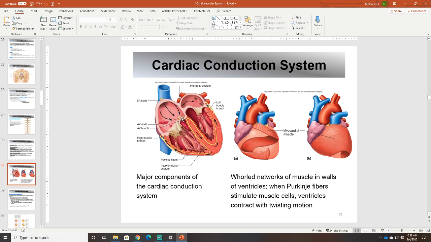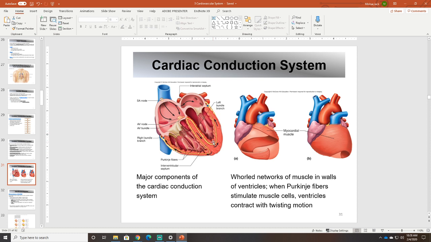Now, the AV node, if it does take over, depolarizes more slowly than the SA node does. And so if you have damage to the SA node, when the AV node takes over, you will see the heart rate drop. If there's damage to the AV node, the bundle of His can take over, and it can actually depolarize as well. And then all of the parts of the cardiac conduction system, I suppose, can depolarize, but once you get down to the bundle branches, let me take a step back.